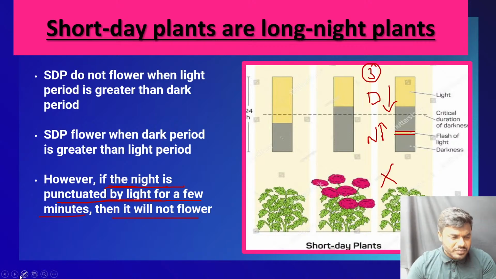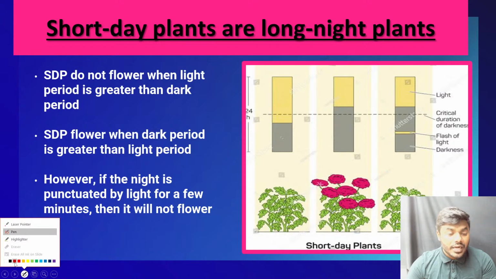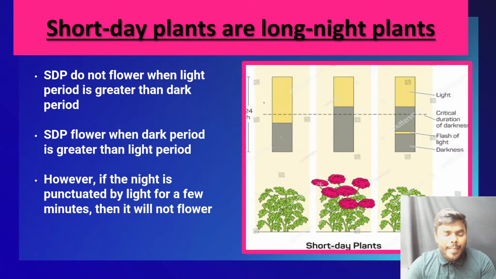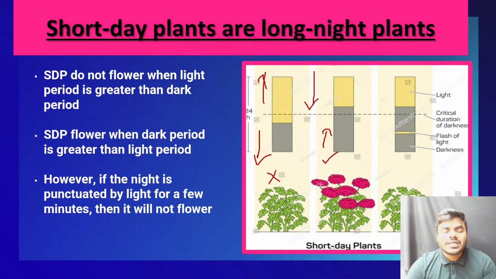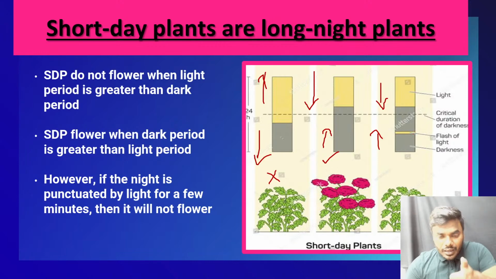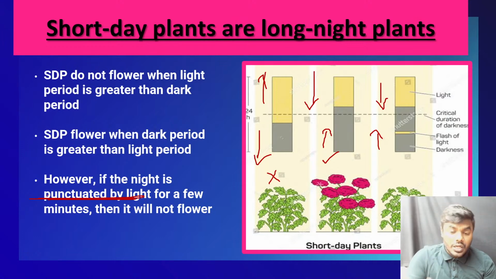I will repeat in just 1 minute. Look into this. In the first condition, day is more, night is less. That's why friends, short day plants cannot flower, because short day plants require more night length. In the second condition, night is more, day is less. That's the reason short day plants flower. And if you look into the third condition, originally night is more, day is less, but still it is not flowering. The reason behind that, we have punctured the night length. Puncture means we just flashed.